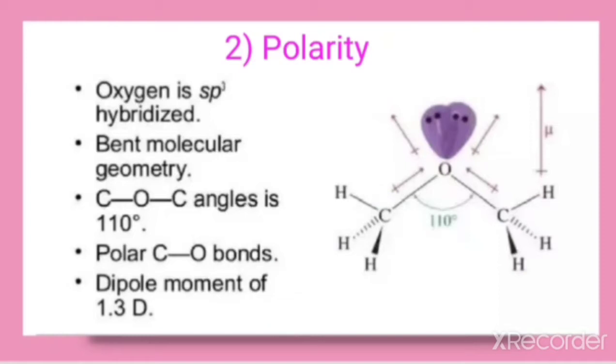So we can say that ethers are polar molecules because of the electronegativity difference between the carbon and oxygen, and because of the bent shape it has a net dipole moment, that is 1.3 D.